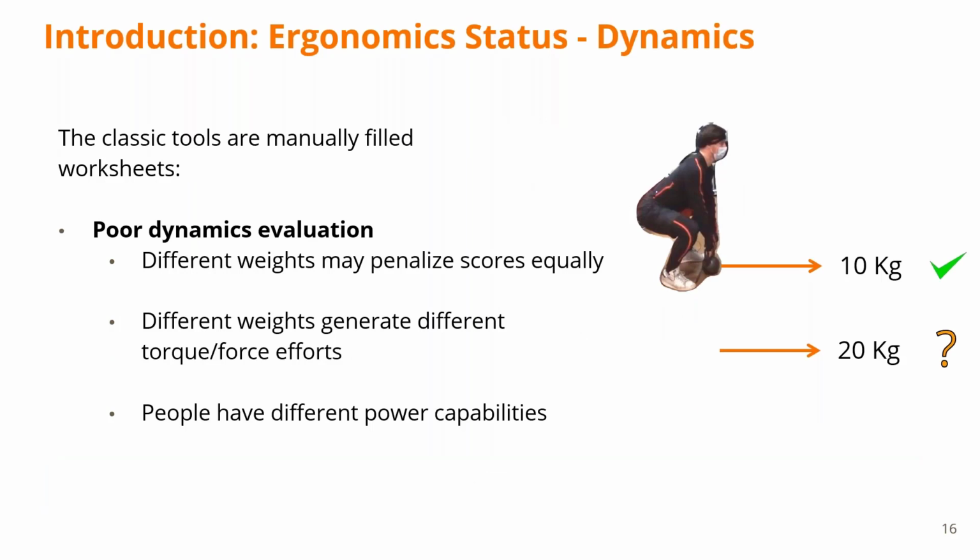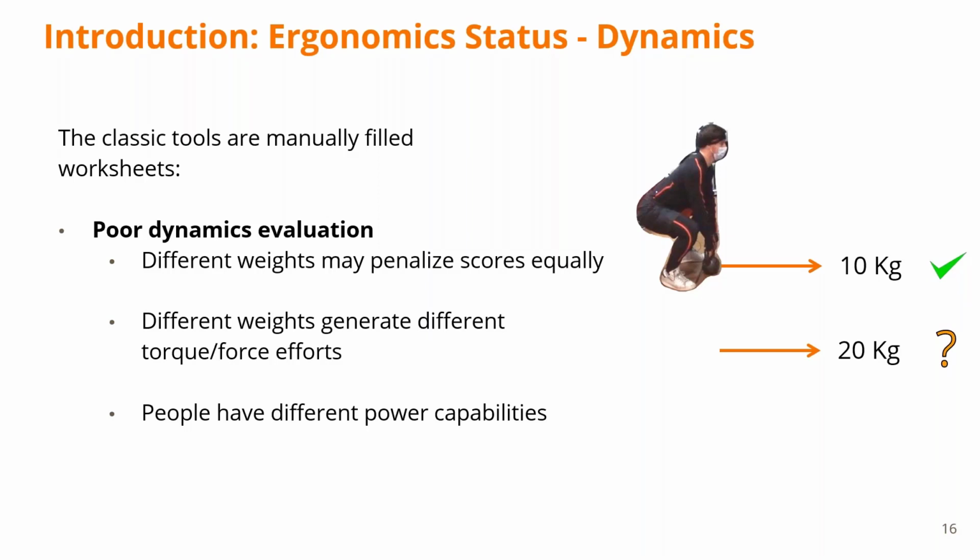Even though the worksheets were not designed for this, another aspect of the motion that is not properly evaluated by them is poor dynamics evaluation. In the lifting example, the subject is lifting a 10-kilogram weight with a proper posture and form. But what if instead of 10 kilograms, he tried lifting 20? Would it still be okay?